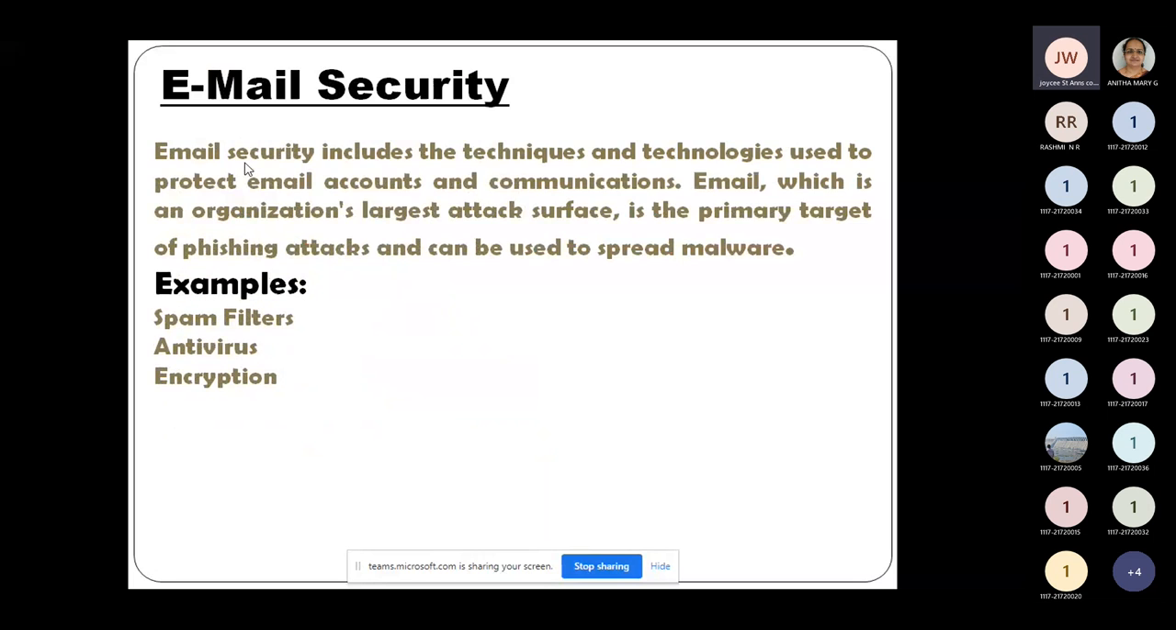Email security. Email security is nothing but where techniques and technologies are used to protect email, which has a large attack surface. It is a primary target of phishing attacks and can spread malware. In that we have some examples. First one is spam filter, second one is antivirus, and third one is encryption. First we'll see spam filter.